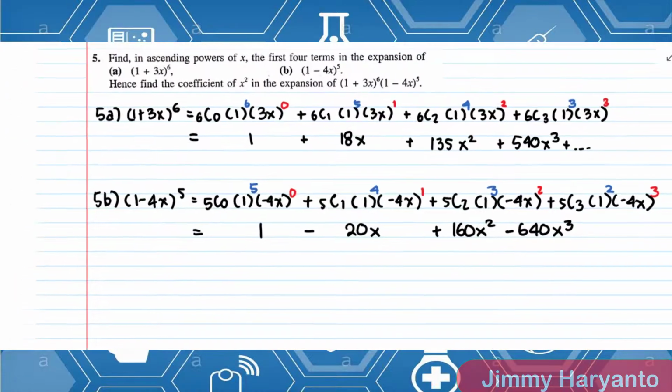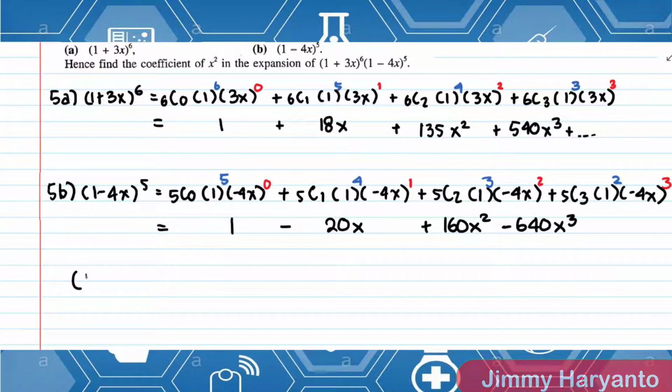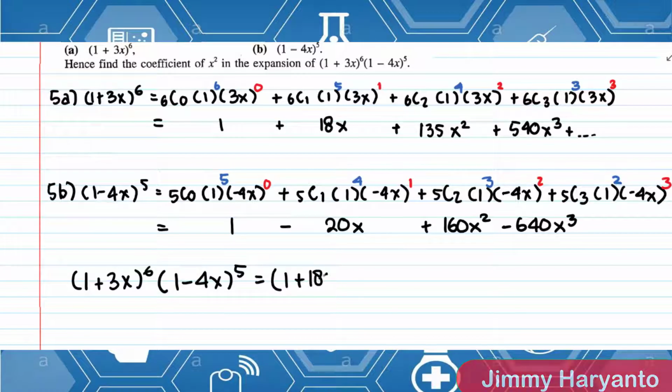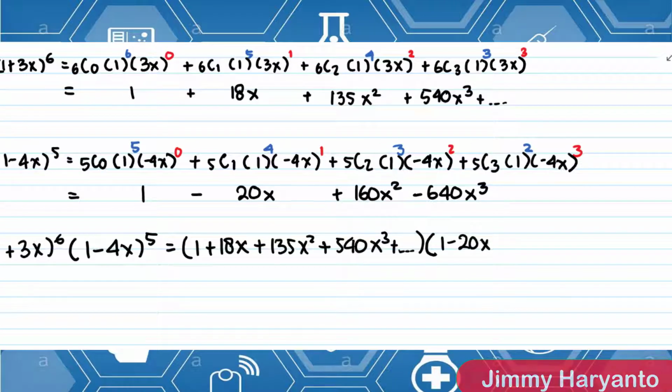Okay, we already finished a and b, and then hence find the coefficient of x squared of the expansion of this and this. So the question wants us to multiply (1 plus 3x) to the power of 6 with (1 minus 4x) to the power of 5. That means we only have to multiply 1 plus 18x plus 135x squared plus 540x cubed plus and so on, and then times it with 1 minus 20x plus 160x squared minus 640x cubed.